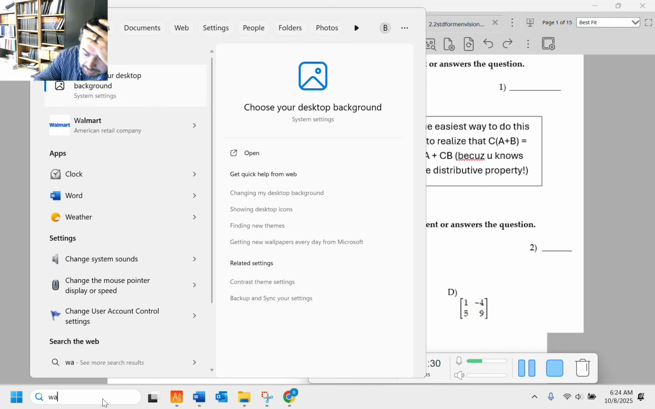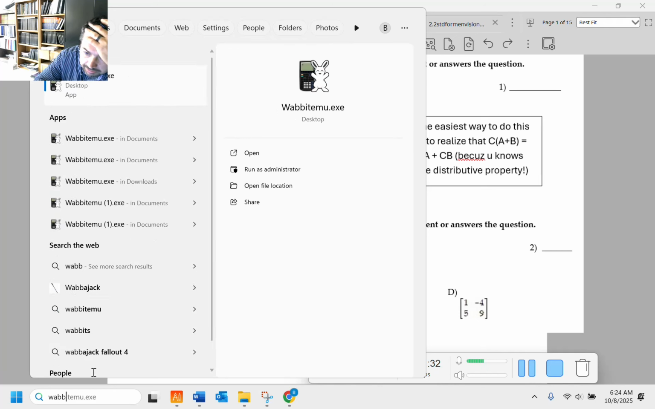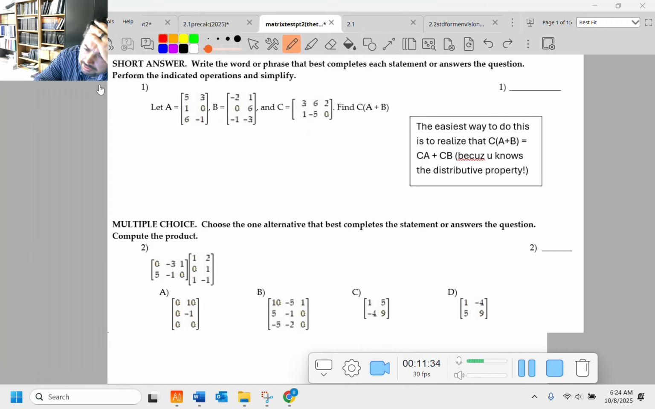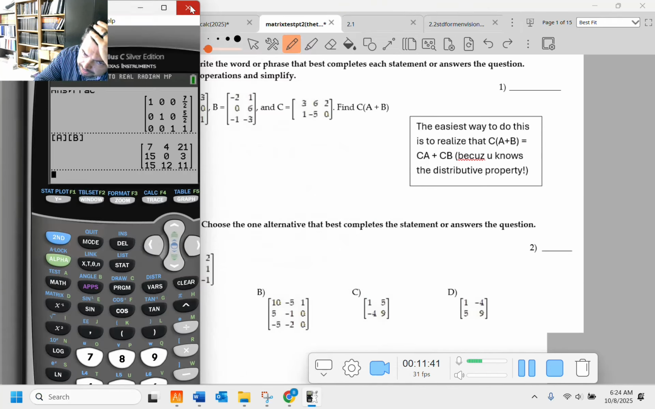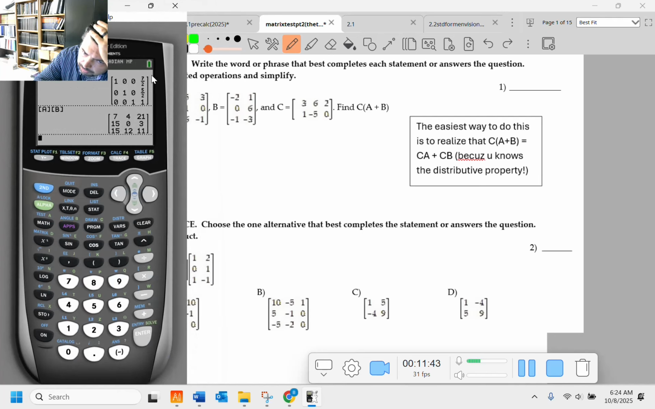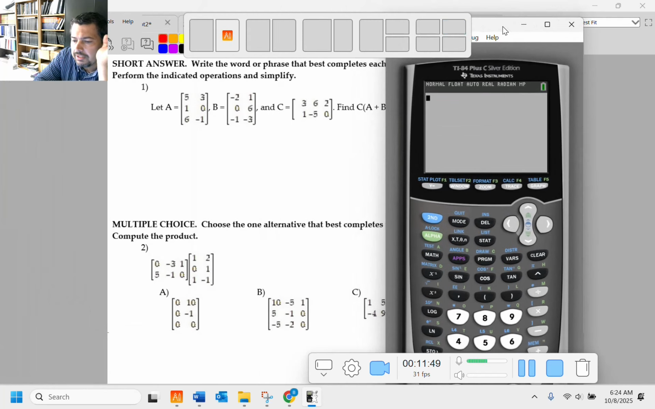or you can spend some time and install what I use. And actually, you guys don't have permission to install on your laptops. I use something called Wabbit Emu. It requires you have what they call the ROM for the TI-84, which you can get off of a calculator. But anyways, we're supposed to, in the first one, and this one was bad.